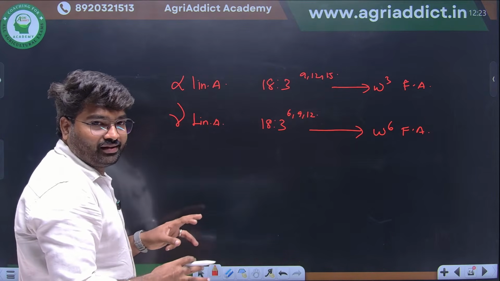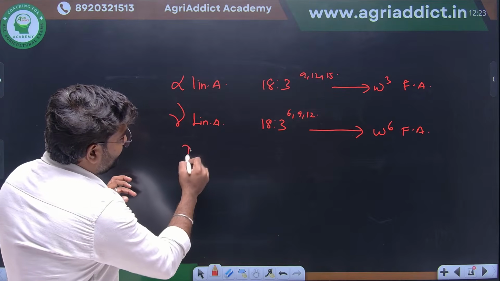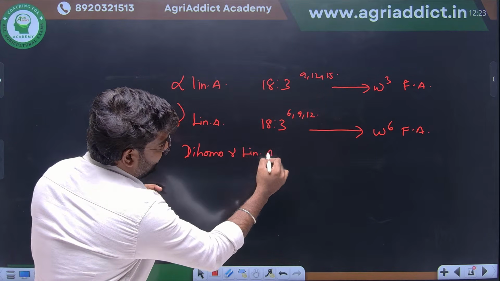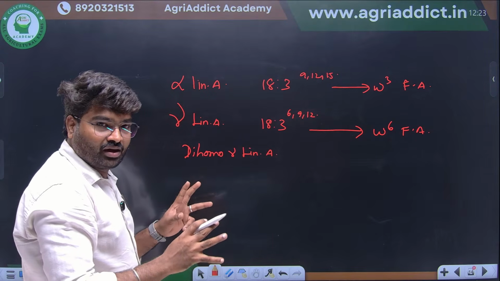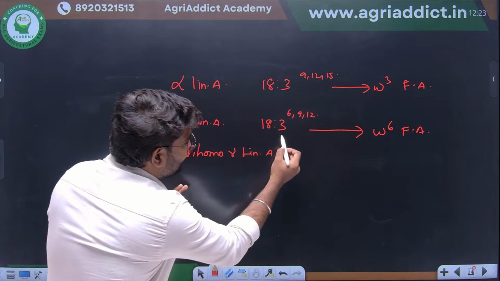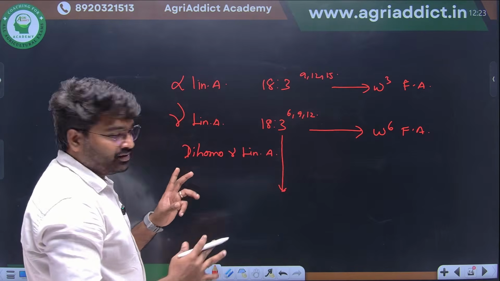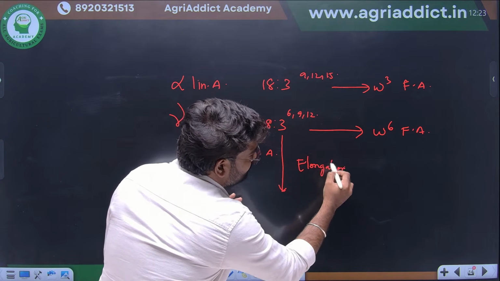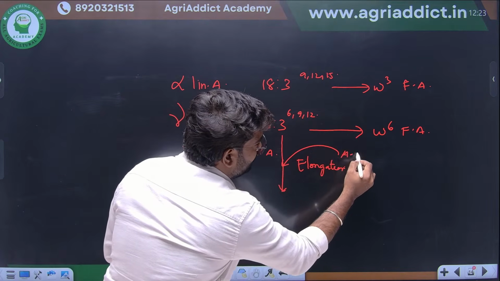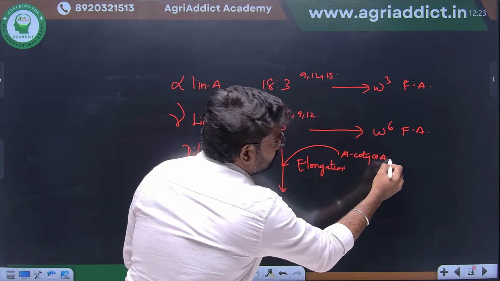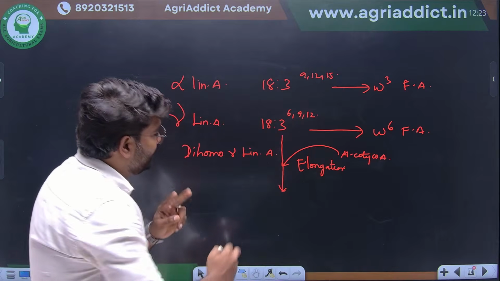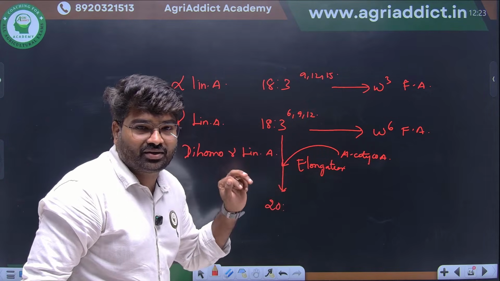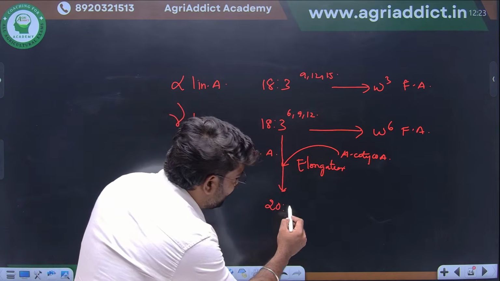Next, another important thing: in our question they have asked dihomo gamma linolenic acid. Simple. Dihomo gamma linolenic acid means gamma linolenic acid enters one cycle of elongation. Elongation means one molecule of acetyl CoA comes in, so 2 carbons are added. So 20 carbons will come. There is no desaturation.